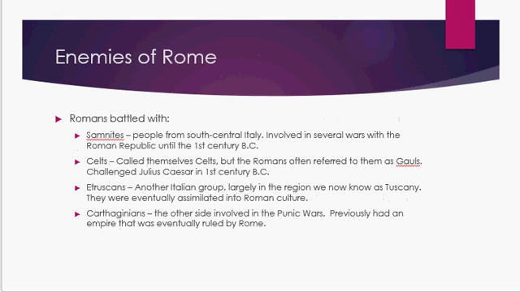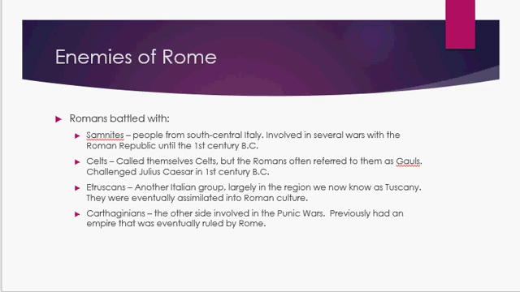The Romans had battles with lots of people. It's how you become an empire. You battle lots of people and take their land. So here are a few that I really want you to try to remember. The Samnites were people from south central Italy, and they were involved in several wars with the Roman Republic until the 1st century BC. You don't have to remember all this, mainly just remember the names.